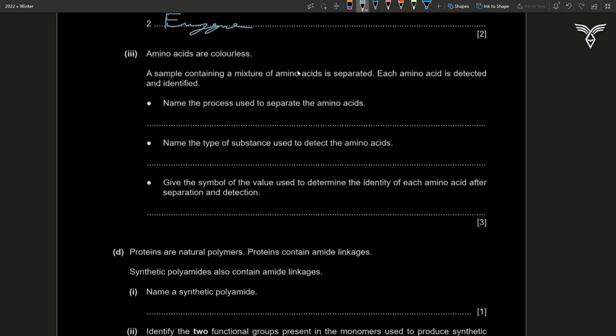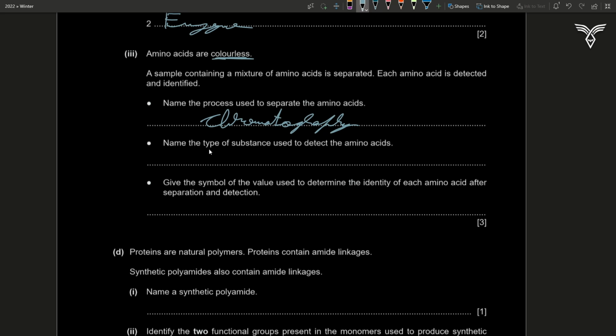Next part: amino acids are colorless. A sample containing a mixture of amino acids is separated. Each amino acid is detected and identified. Name the process used to separate the amino acids. Chromatography, there is nothing else. How do you know it's chromatography? This is the only way to separate amino acids at your level, at the O level, where he just told you they're colorless. This has to mean something, right?